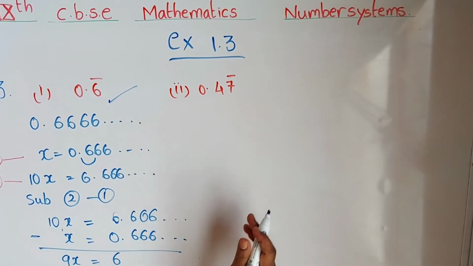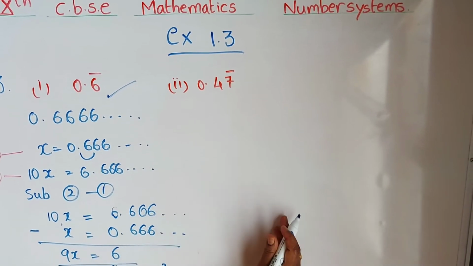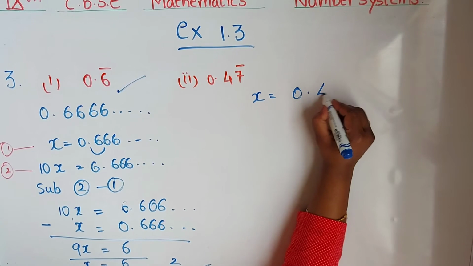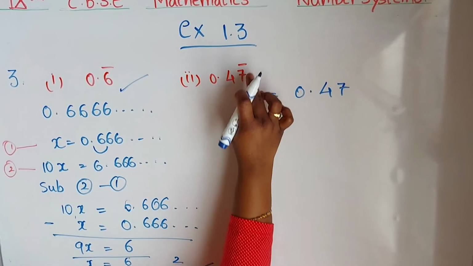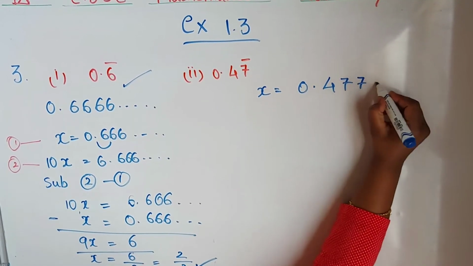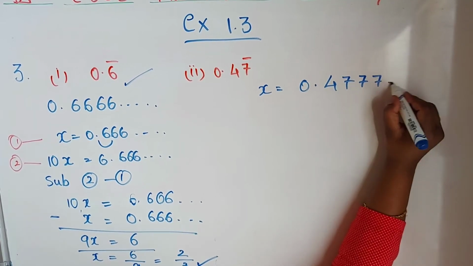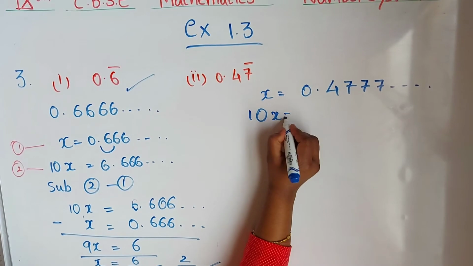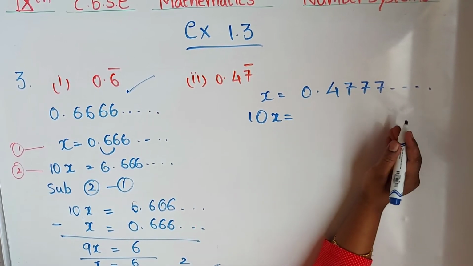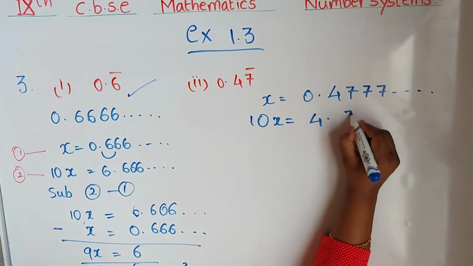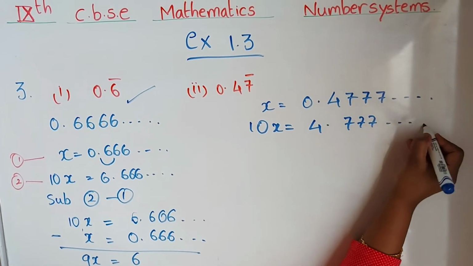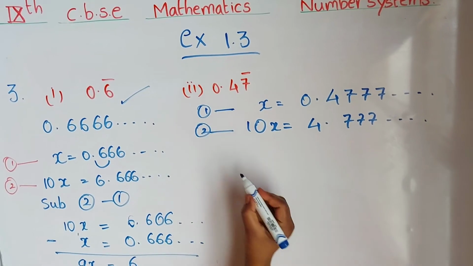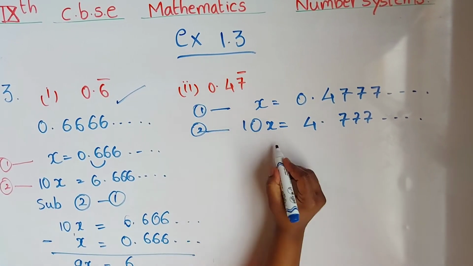Second question, children. 0.47 bar. So here the x value equal to 0.47. Bar on only one number, 7. That means we have to write 777 and so on. So I am taking 10x equal to. Same thing. You have to multiply the same number with 10. That means 4.777 and so on. So this is the first statement. Second statement. So subtract 2 minus 1.